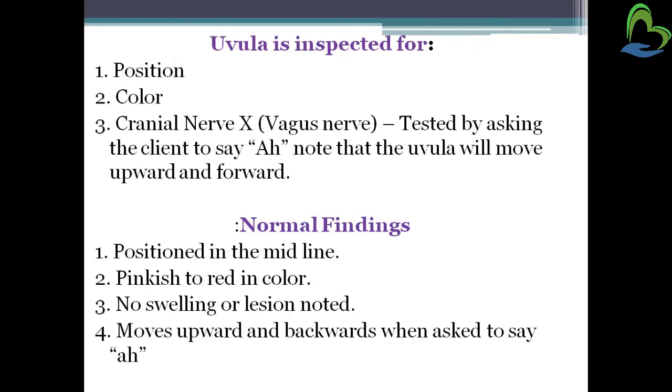Next, the uvula is inspected for position, color, and cranial nerve function, which is the vagus nerve. It is tested by asking the client to say "ah"; the uvula will move upward and backward. So normal findings are positioned in the midline, pinkish to red in color, no swelling or lesions noted, and it moves upward and backward when asked to say "ah".